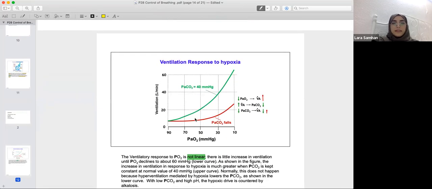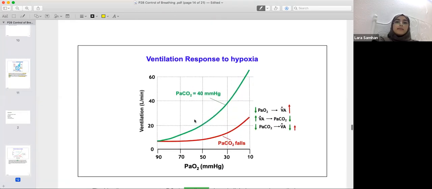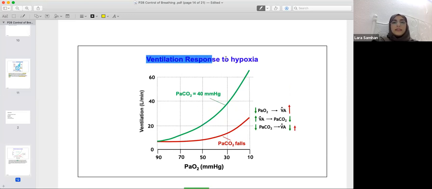Okay, moving on to this diagram. Now we're done with the receptors, we're done with the chemoreceptors, we're done with all of those things. Now let's focus more on the ventilation response to hypoxia. We're going to focus more on the diagrams. Now let's just repeat the concept.